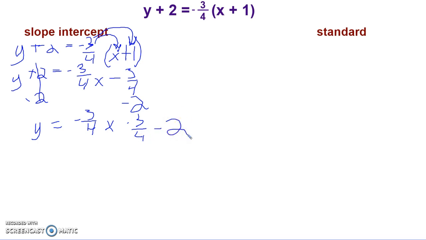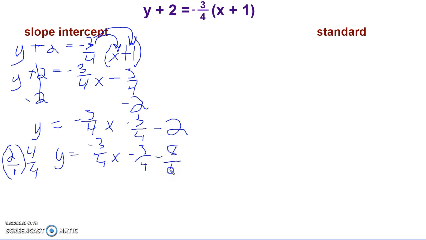So in order to write 2 as a fraction, we would write it as 2 over 1. But I need to be able to subtract it with 3/4. So that means if I have 2 over 1, let's just do this over here, and then I want to make it have a common denominator of 4. I'm going to multiply it by 4 over 4, which means I'm going to get 8/4. So I'm going to have y is equal to negative 3/4 x minus 3/4 minus 8/4. So now I can subtract these. I have a negative 3 and a negative 8, which is going to get me negative 11. So now I have y is equal to negative 3/4 x minus 11/4.